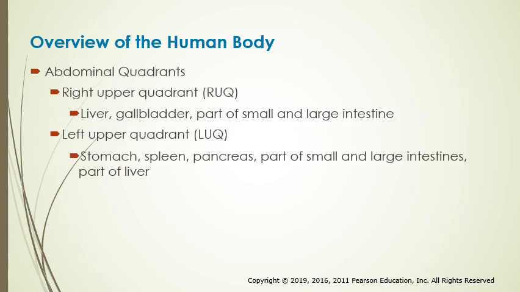Your abdominal quadrants. Remember, this is the patient's right and left. They have the right upper quadrant, which is where you're going to see your liver, your gallbladder, and part of your small and large intestines.